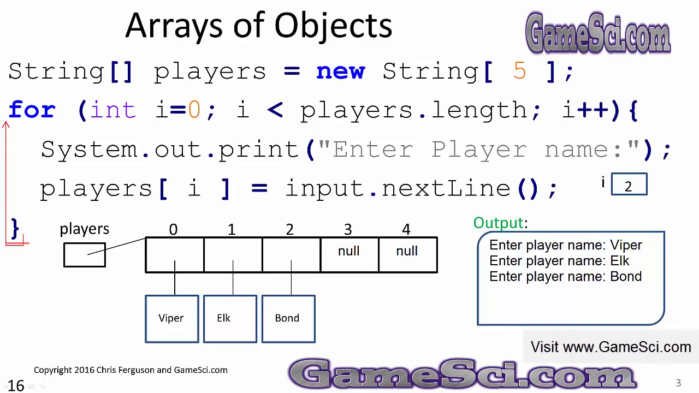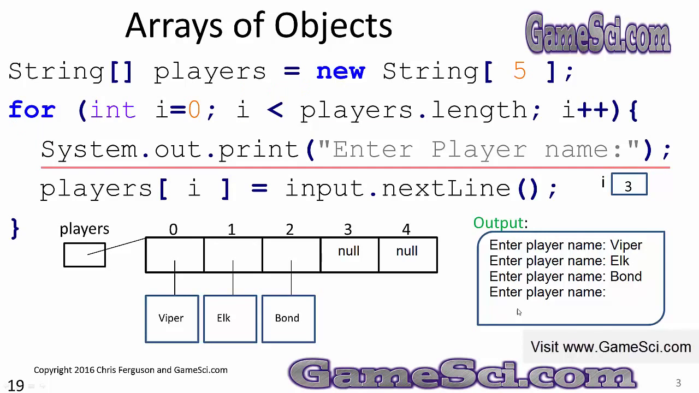First thing we do when we get back up is we do the I++. I has now become a 3. Since it's a 3, when we check the condition, 3 less than 5 is a true statement. As a true statement, we're going to enter the loop again. When we enter the loop, we ask the user once again to type something on the screen. Please enter a player name. And that shows up on the screen.